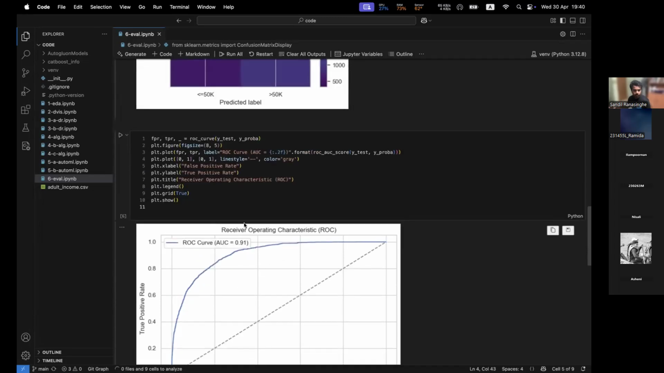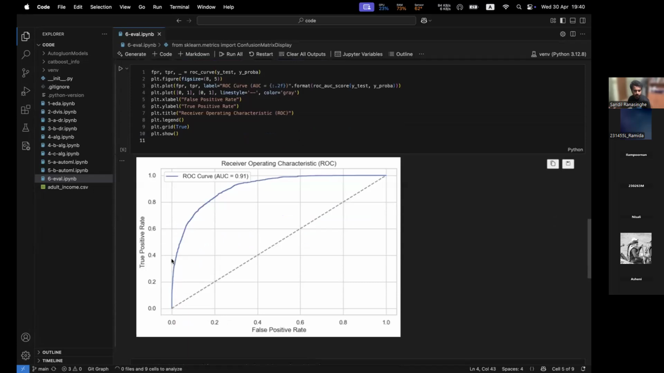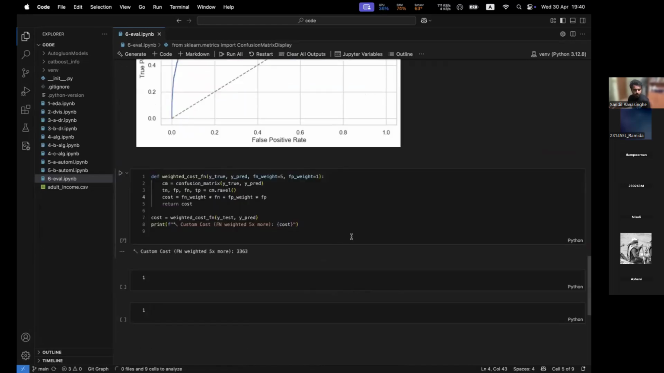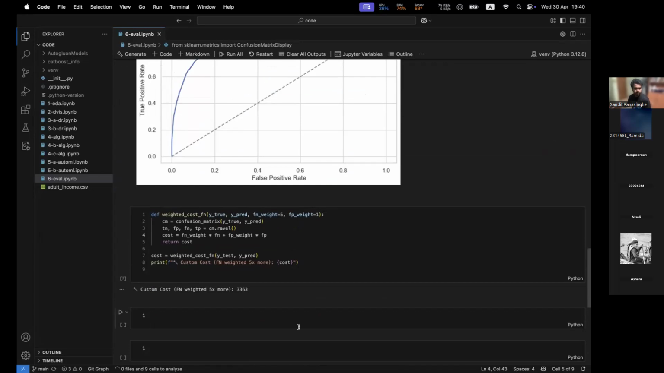And so for that you have the ROC curve, and in this curve what you want is for this one to be at the top left as much as possible. That is, you want the area under this curve to be maximal. So yeah, those are some of the commonly used metrics, but you can also define your own custom weighted cost functions. You can take whatever inputs.